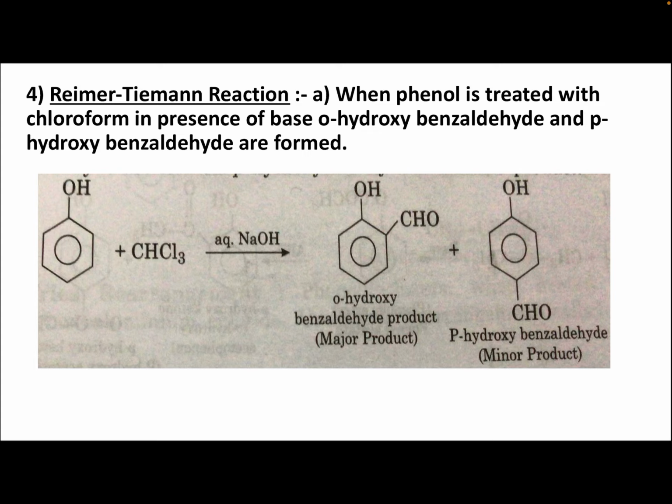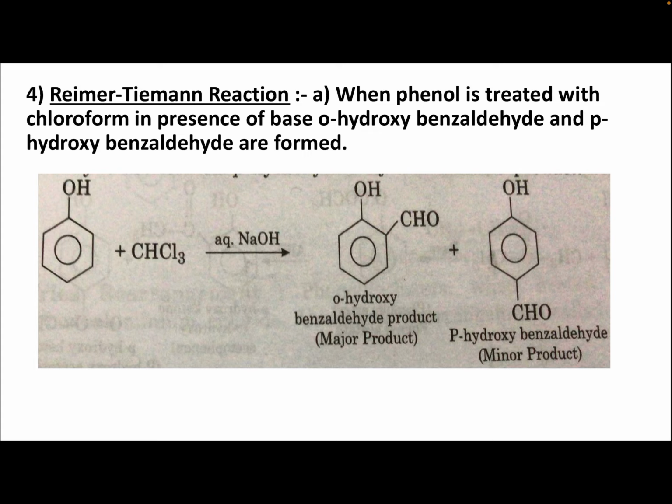ortho hydroxybenzaldehyde and para hydroxybenzaldehyde. So phenol, with OH on the benzene ring, plus CHCl3, chloroform, in the presence of base, meaning aqueous NaOH, NaOH prepared in water, and then ortho hydroxybenzaldehyde is the main product. On the benzene ring OH is there, it is phenol, and in the ortho position an aldehyde group, CHO, is there.